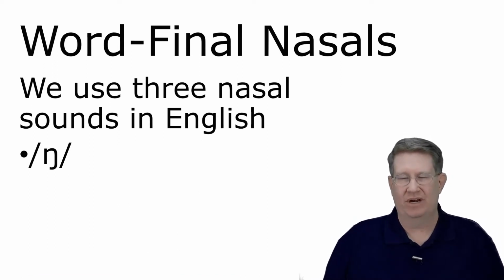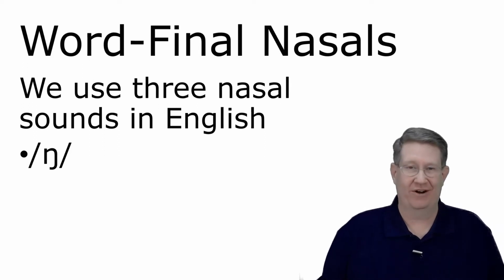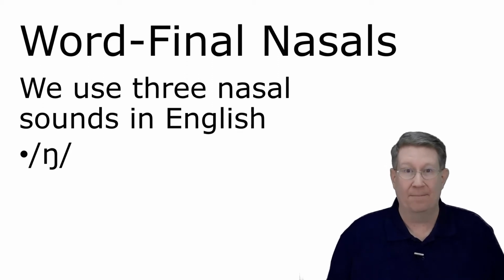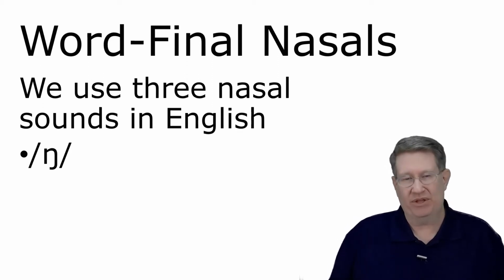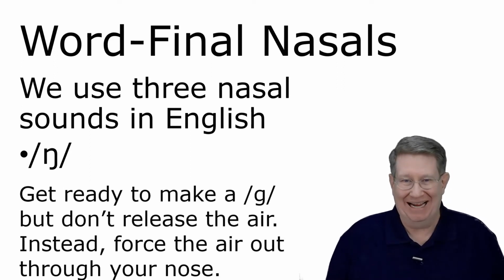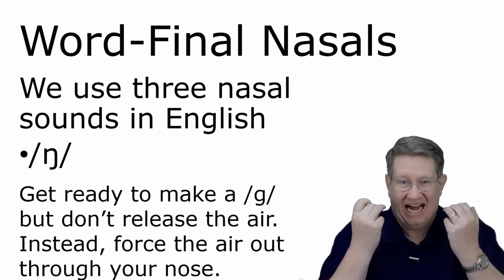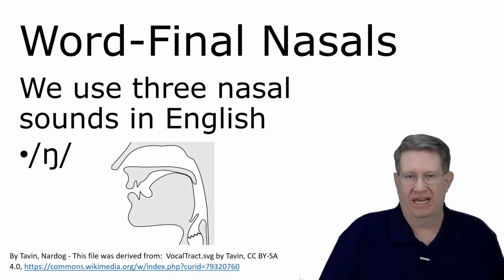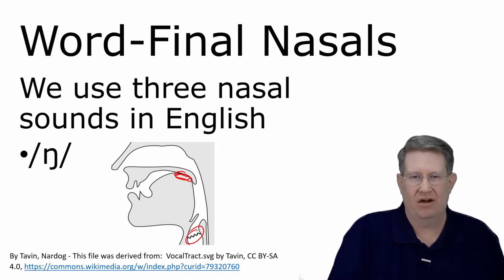Now, this next one. If I was in charge of English, this would actually be a letter, but I'm not in charge of English, so it's not. But this symbol is the symbol that we use for the ing sound. So, get ready to make a g, but don't release the air. So get into a position for g, but then force the air out through your nose. So again, we're blocking the air, but we're blocking it back here. This time, again, we are using our voice, and the air is coming up and out this way.